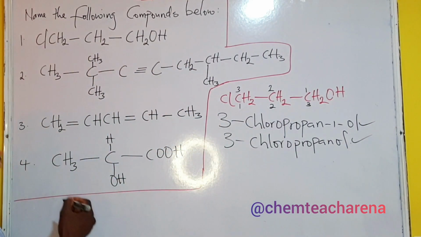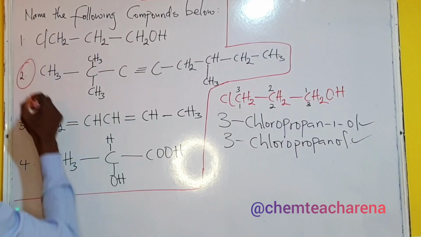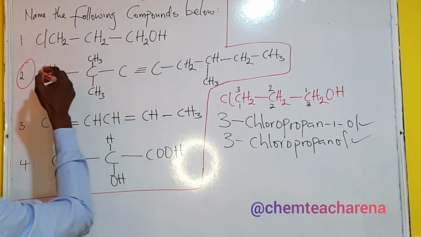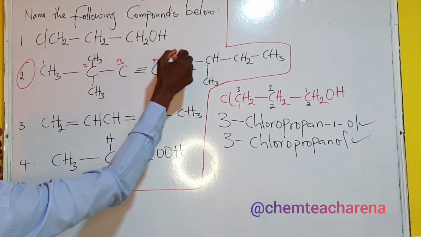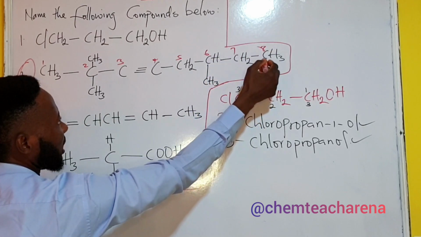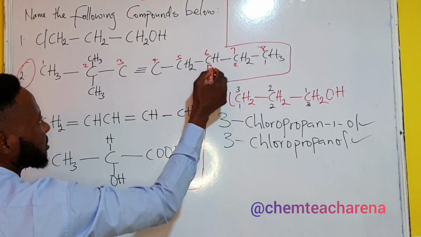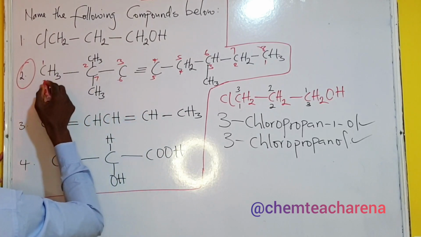So we quickly look at number 2. This is the number 2 here. Please look at the board. Let me name from here. We have 1, 2, 3, 4, 5, 6, 7, 8. We have 1, 2, 3, 4, 5, 6, 7, and 8.